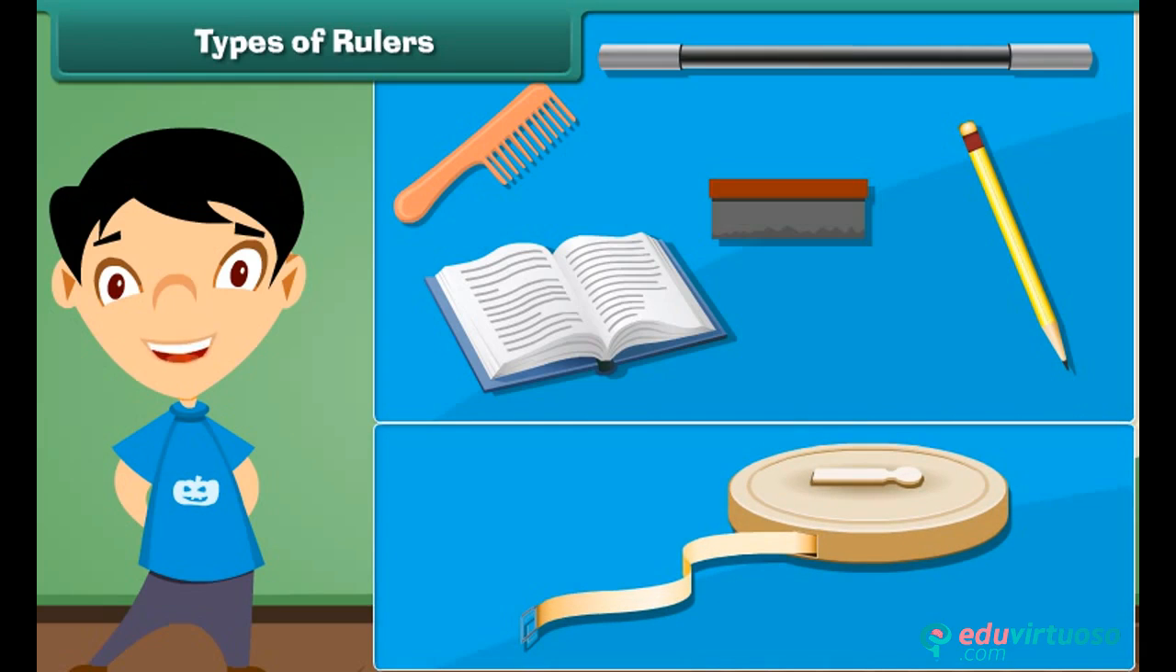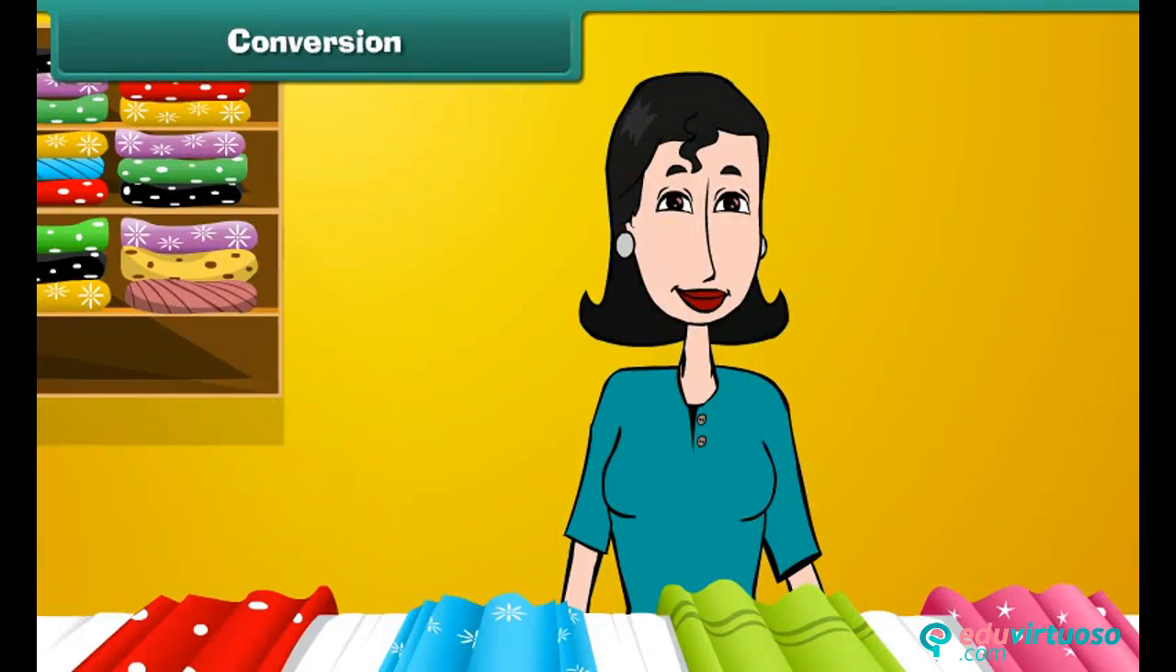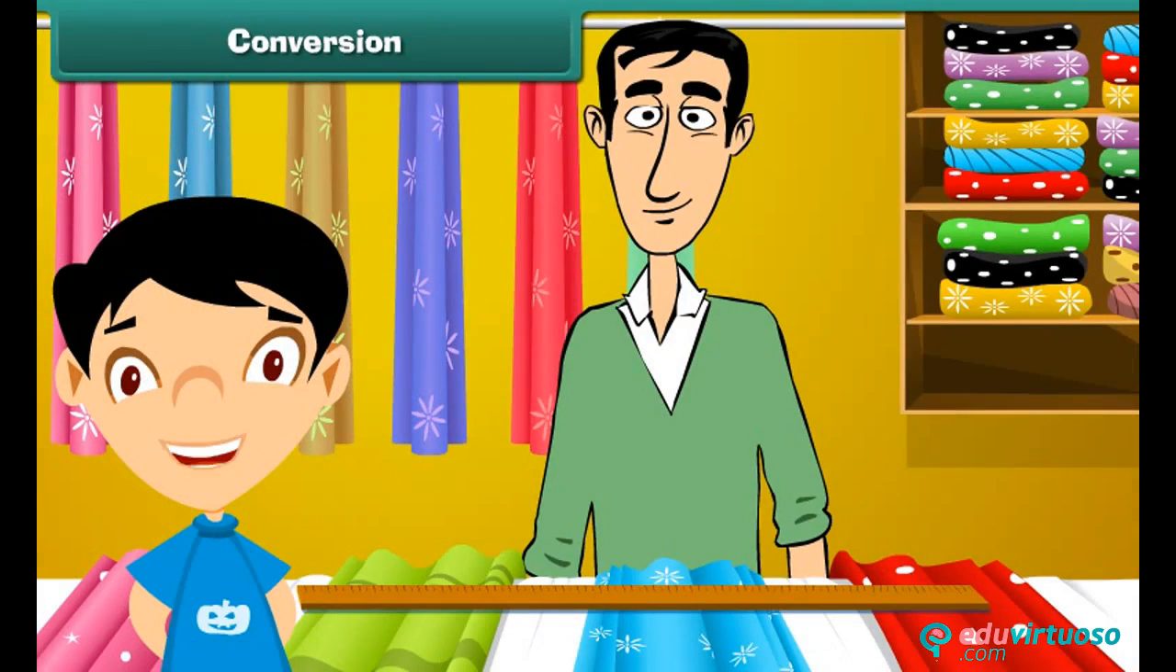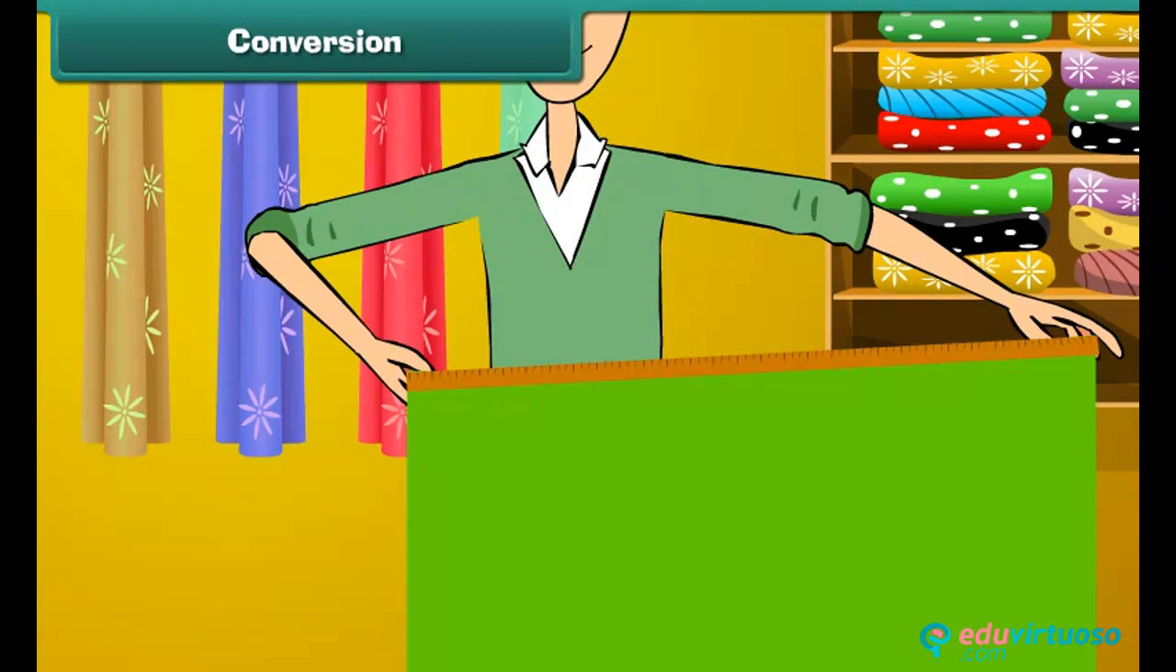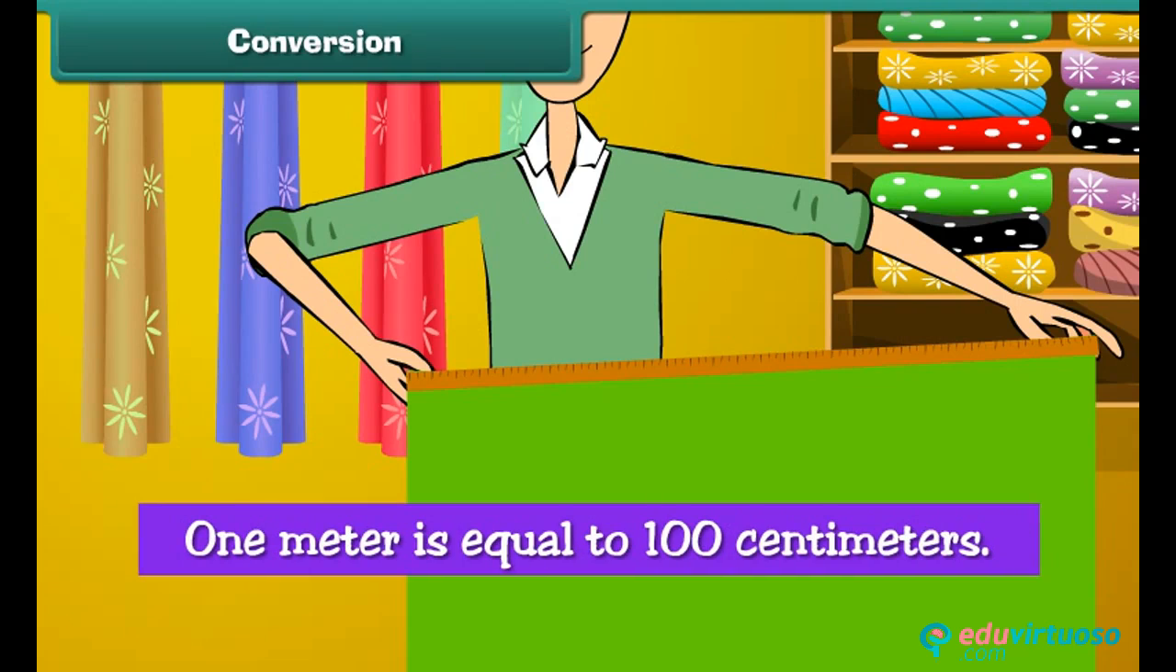A measuring tape is used to measure long things. Your mother is in the market to buy shirt cloth. Can the shopkeeper measure a shirt piece with a ruler? Yes, he can measure, but the work would be tedious and time-consuming. He measures it with the help of metric tape. It will take less time and less effort. 1 meter is equal to 100 centimeters.